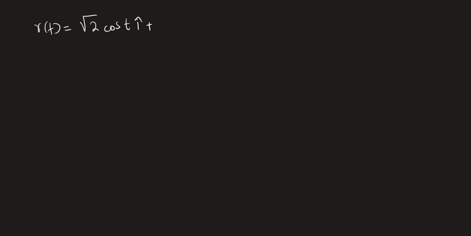All right, let's do this problem. You're given a vector function r of t equals square root of 2 cosine of t i hat plus sine of t j hat plus sine of t k hat. You're given this vector function and asked to find the unit tangent vector. How do you do this first?